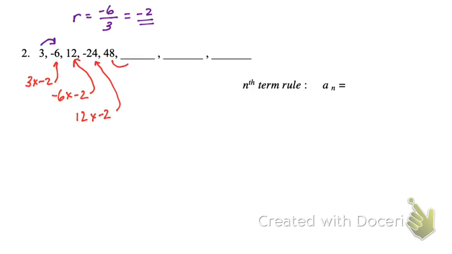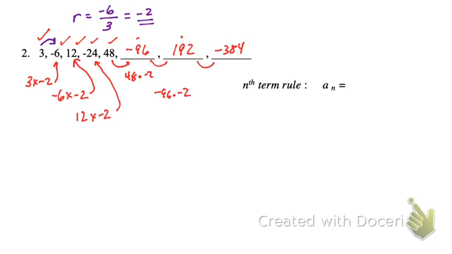So the next number in line would be 48 times -2, would be -96. Then the next number would be -96 times -2. You'd have a double negative going, and you'd have a positive 192. And then multiply by -2 again, and we get -384. And we have positive, negative, positive, negative, all the way across. Okay?